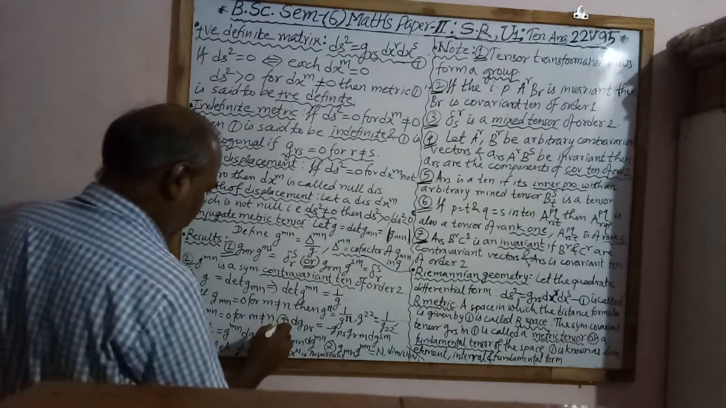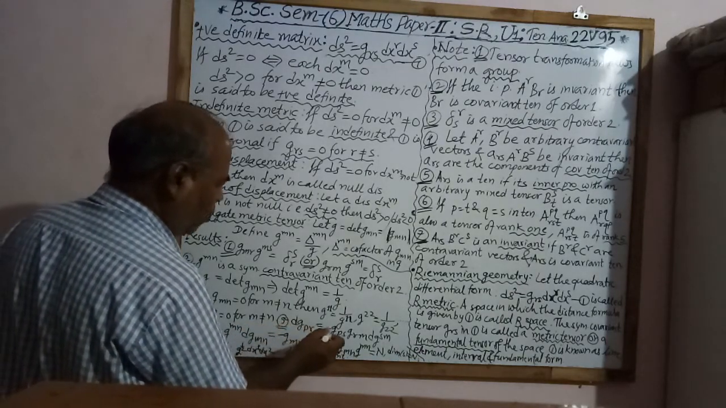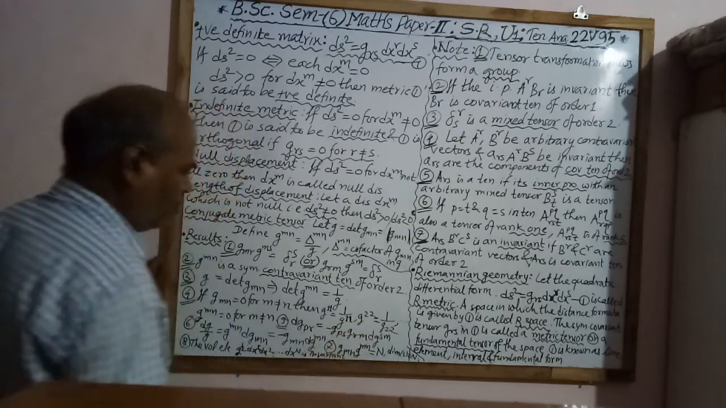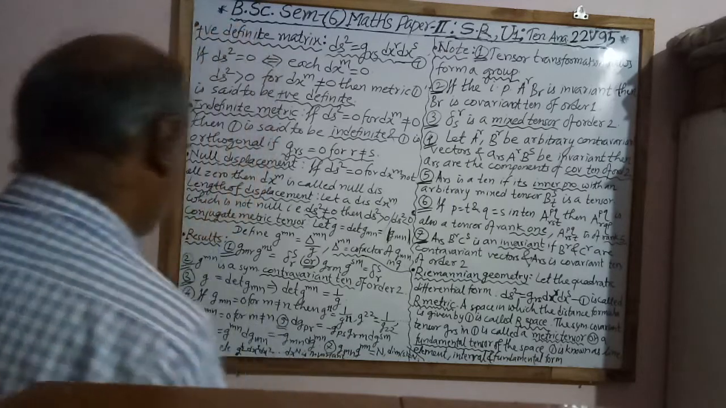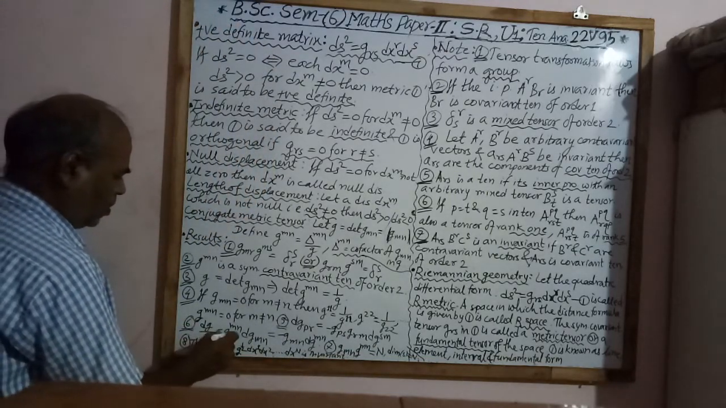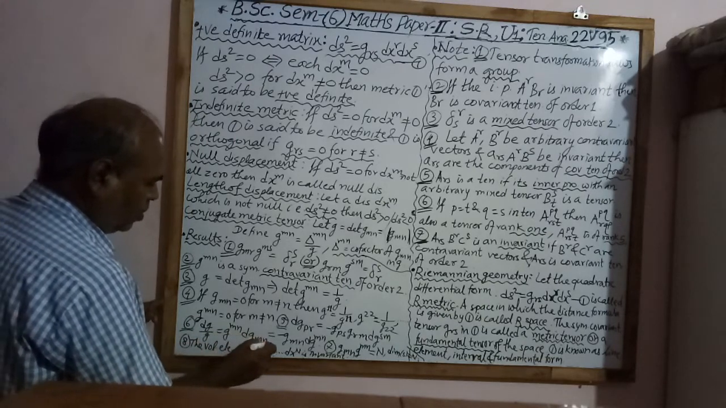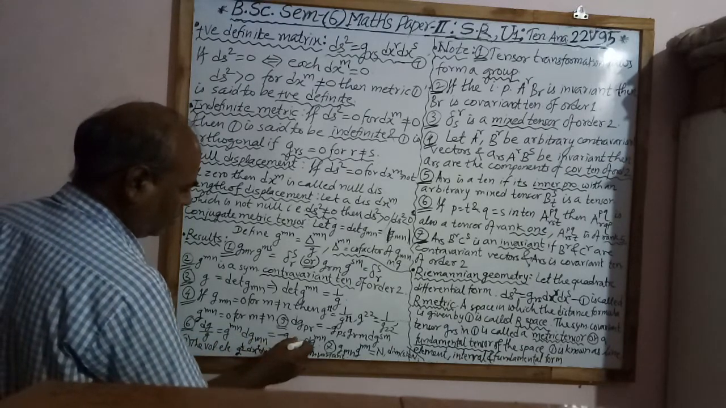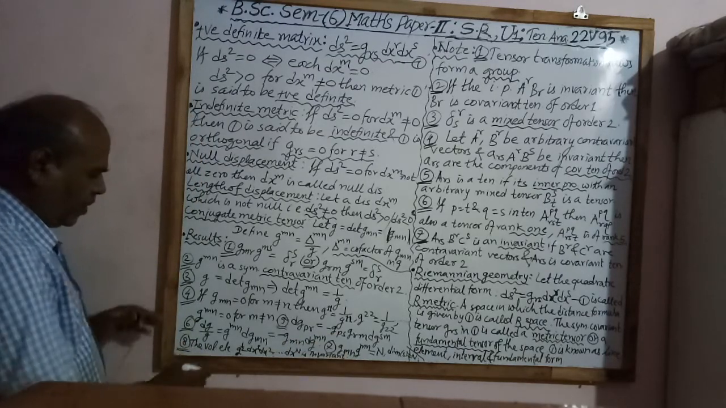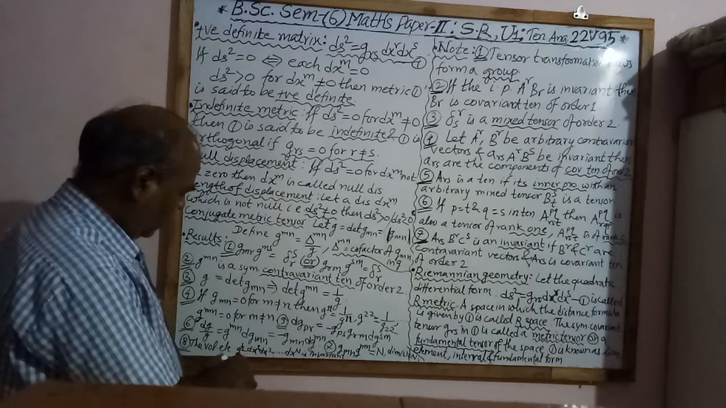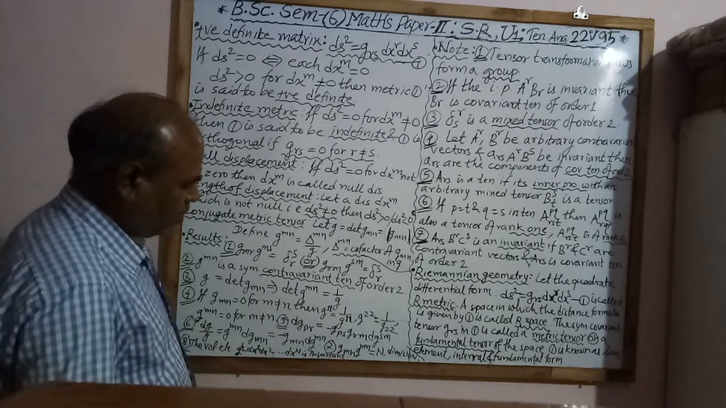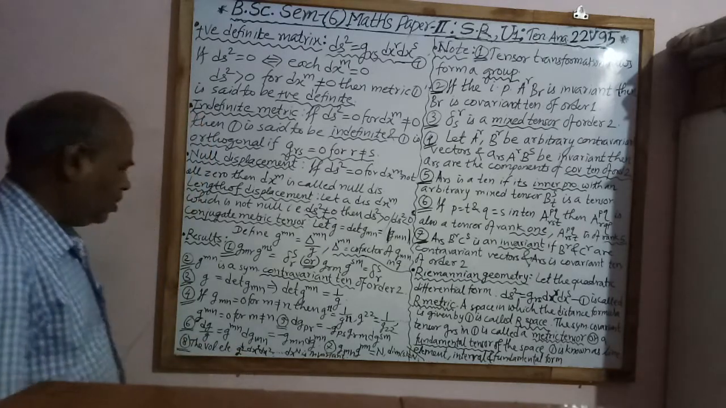Next, 5. Let g_pr equal to minus g_ps g_rm dg^sm. Then next 6. dg by g equal to g^mn dg_mn equal to minus g_mn dg^mn. Next, the volume element g to the power half dx^1 dx^2 so on dx^n is invariant. This is the invariant.